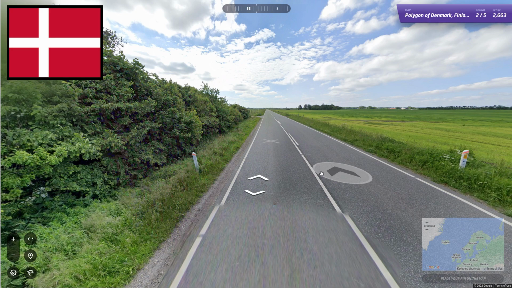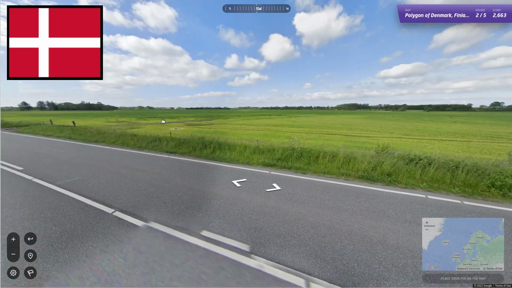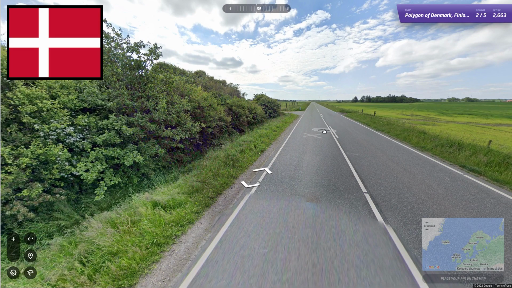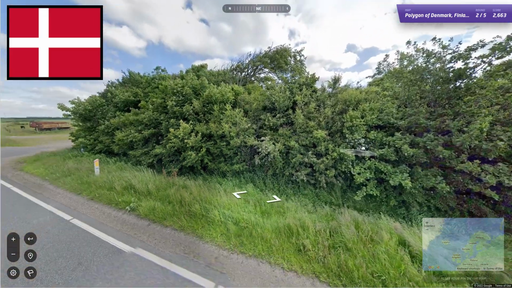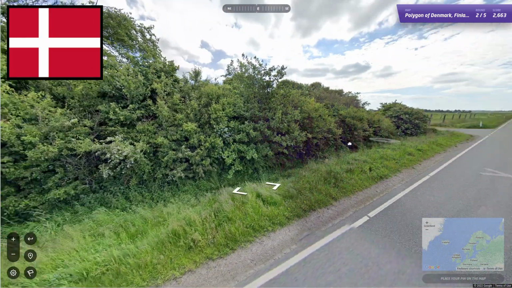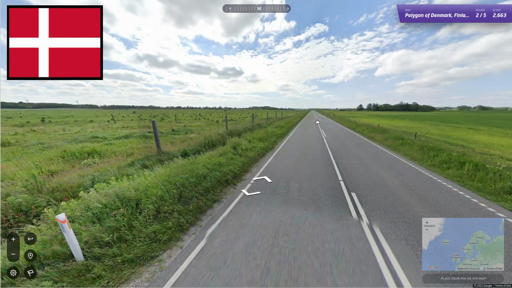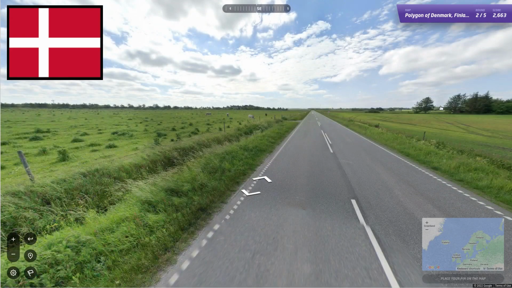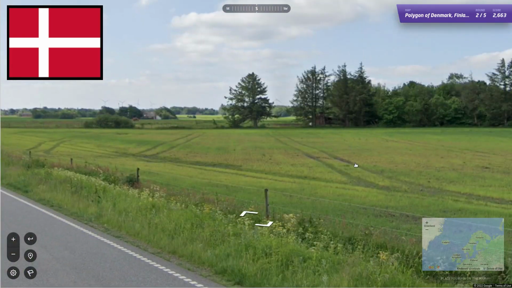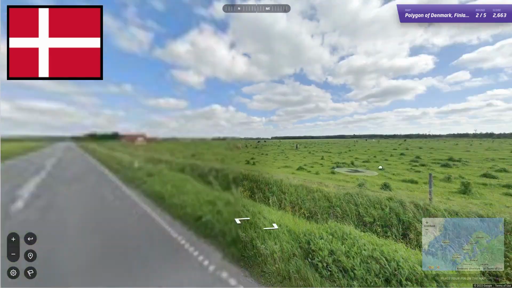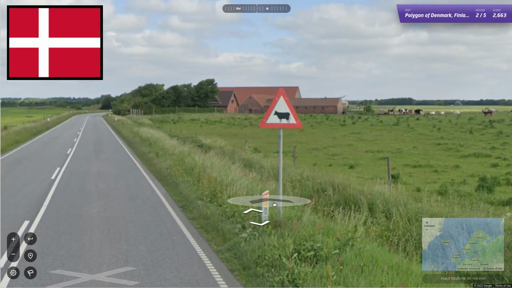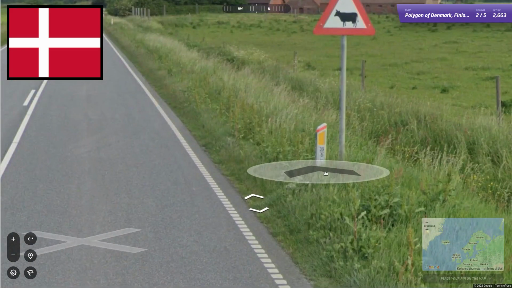This is clearly Denmark. This is very, very flat, and there are lots of fields. The middle lines are white, and the sidelines are solid. And here are a lot of bushes, and there aren't very many evergreen trees in Denmark. Here you can see some spruces, but they aren't in the majority in Denmark. Also, this bollard is Denmark style.